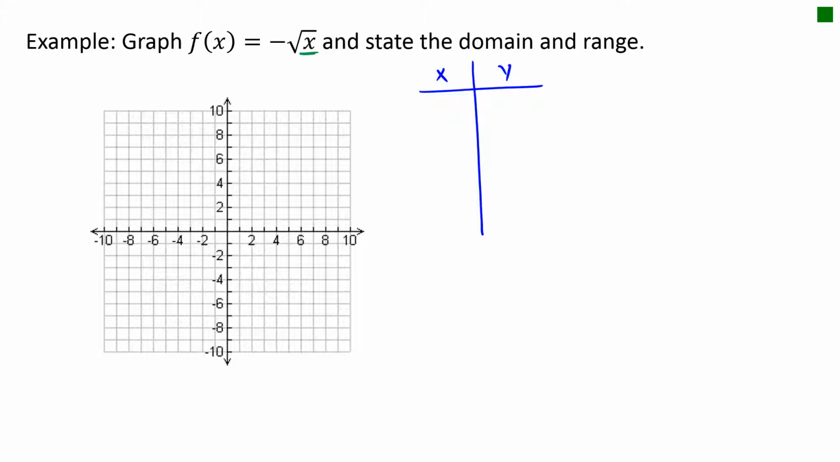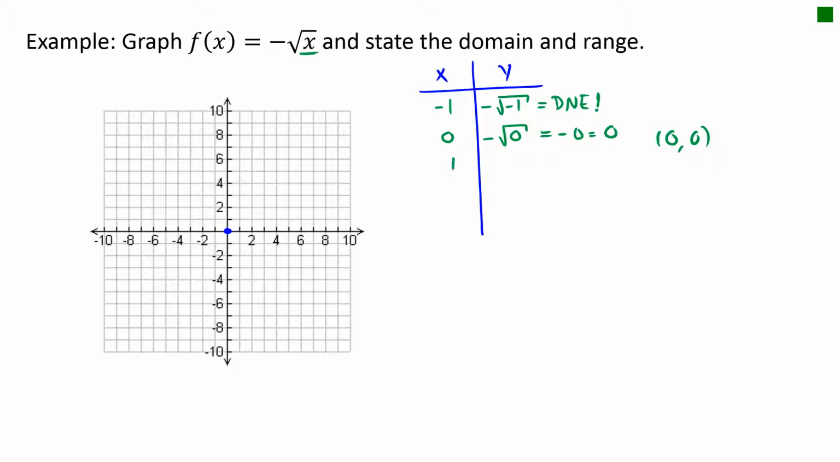For example, if we picked x equals -1, this would be a poor value to choose because we would then have that y is negative the square root of -1. And we cannot take the square root of -1, so it does not exist. So instead, we'll pick an x value like x equals 0, and then we have negative the square root of 0. And this equals 0. We could say -0, which is just 0. 0 doesn't have a sign. So 0, 0 is on the graph like it was previously.